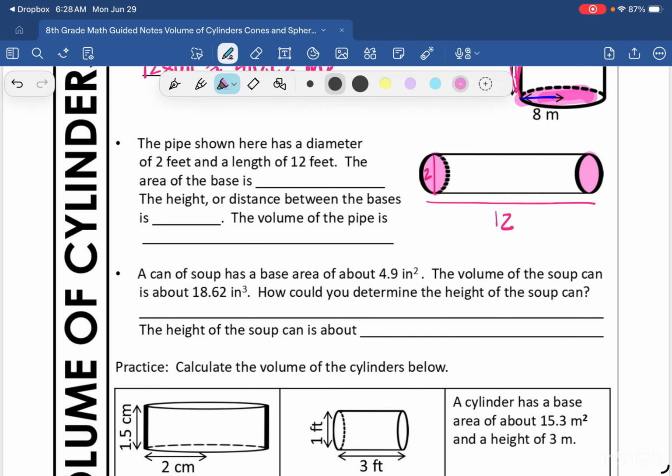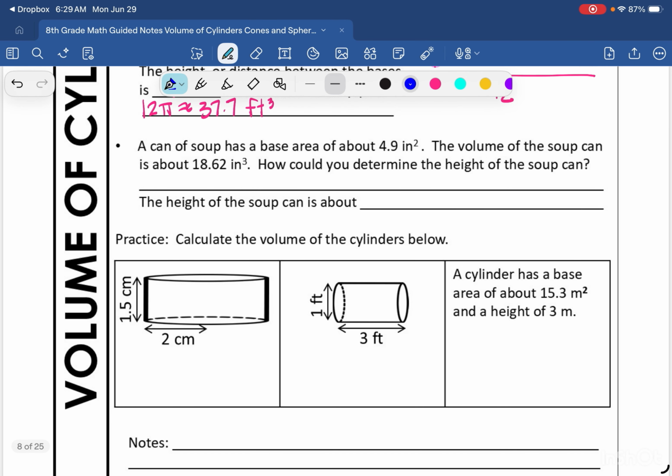For the base, I need to know my radius. My diameter equals 2, so my radius equals 1. The area of the base is going to be pi times the radius squared, which equals pi times 1 squared, which equals pi times 1, which equals pi. The height, or distance between the bases, is 12. The volume of the pipe: I will multiply the area of the base, which is pi, times the distance between them, so that gives me 12 pi, which is approximately 37.7 feet cubed.